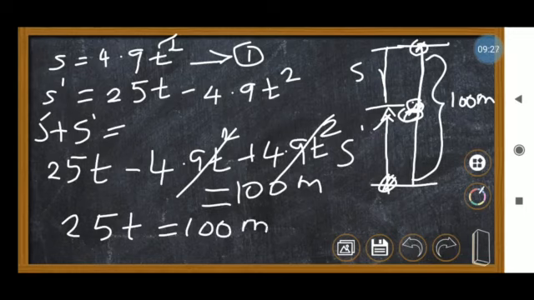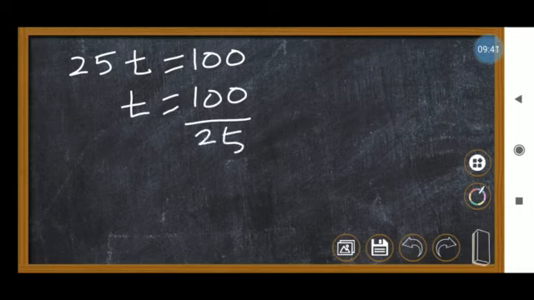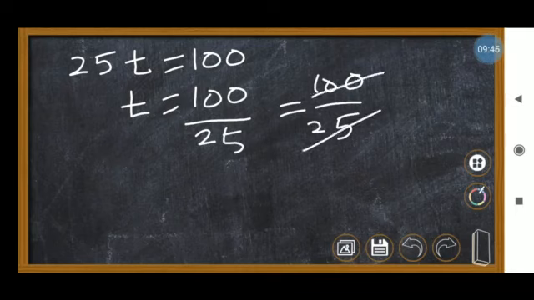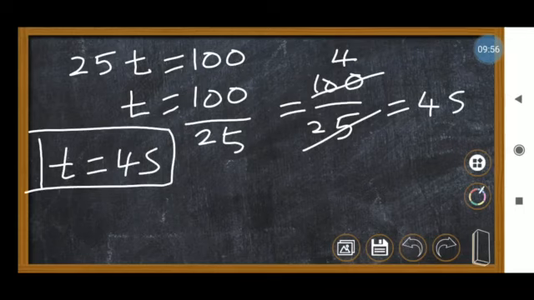Can you understand, students? Just pause the video and note it. So 25t is equal to 100, and t equals 100 divided by 25. 25 fours are 100, so t equals 4 seconds. That means at the time 4 seconds, both stones meet each other.